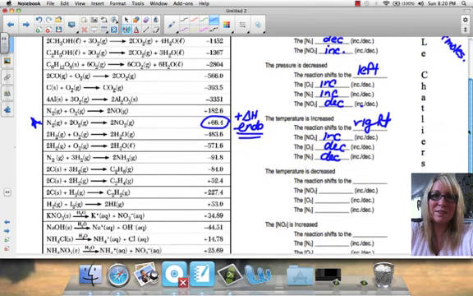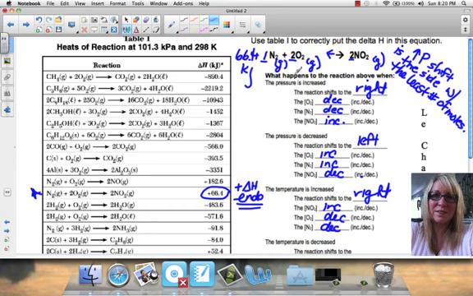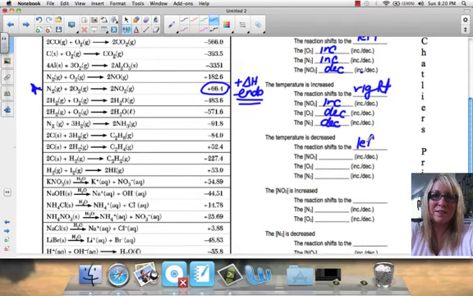If temperature decreases, then it's going to shift toward the decrease. So that means it's going to shift to the left, and that means NO2 is going to decrease because it's going to break down and it's going to make more O2 and it's going to make more N2.